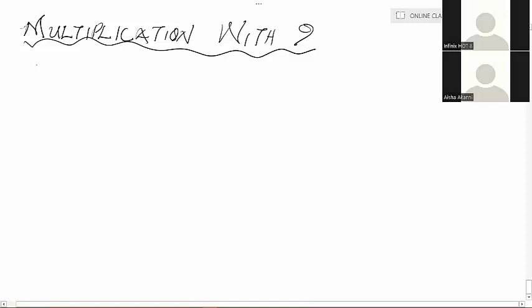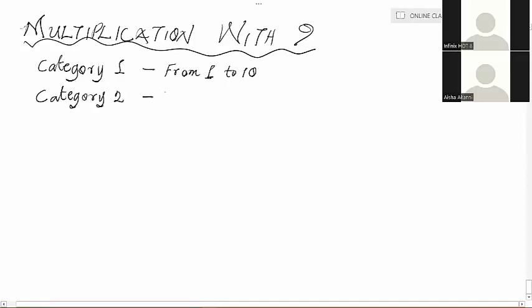It's quite easy. Anytime you want to multiply anything with 9, the first thing you have to recognize is the category of the number. We have different categories. Category 1 is numbers from 1 to 10. Category 2 is numbers from 11 to 20.